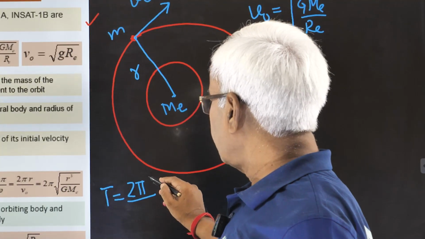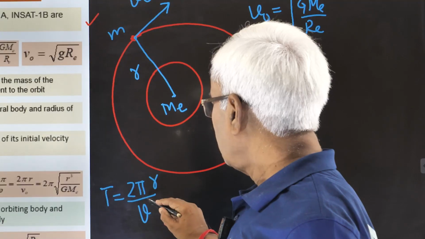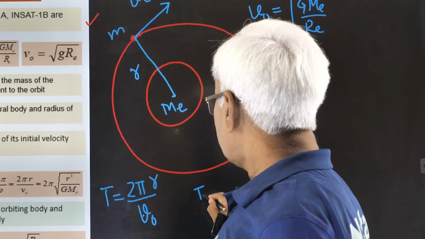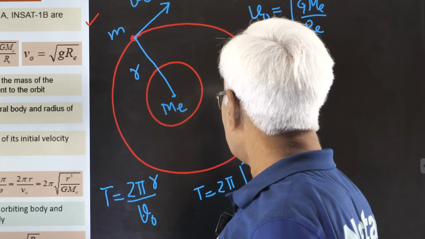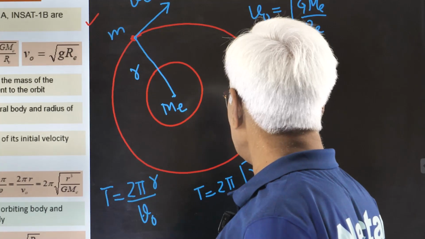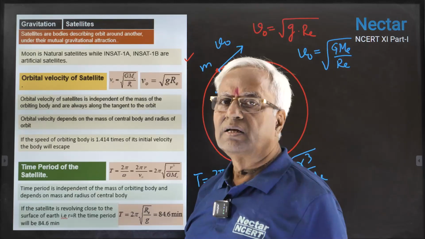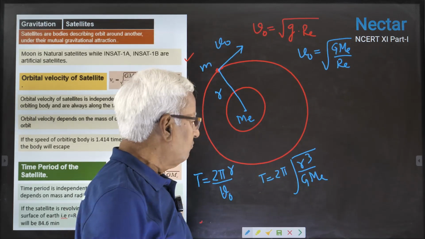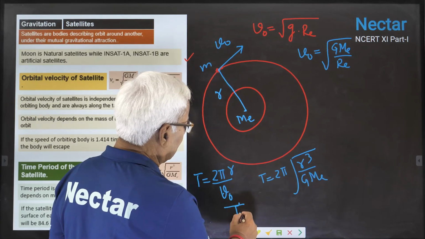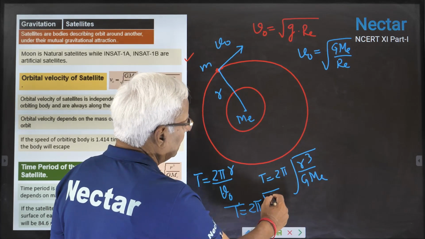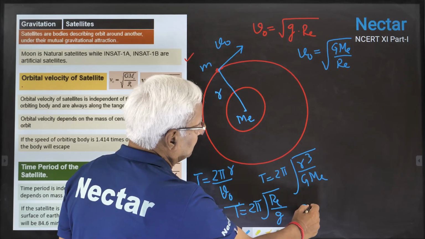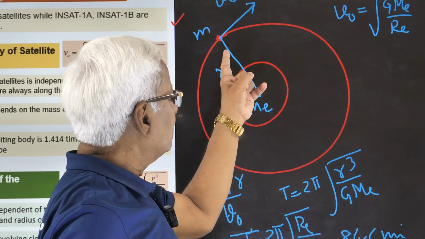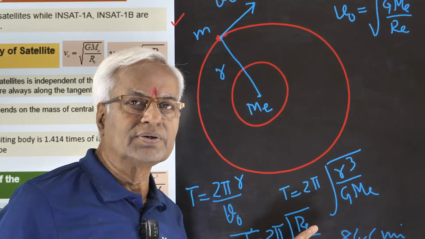Time period is given by 2 pi upon omega, and omega could be written as V upon R. So this is V_O upon R. If we solve this, we find this is 2 pi root R cube upon GM_E. Had it been some other planet in place of Earth, we would write the mass of that very planet. For Earth, this time period in closer orbit comes out to be 2 pi root R_E upon g. That's roughly about 84.6 minutes. If the radius is increased, time period of the satellite increases.